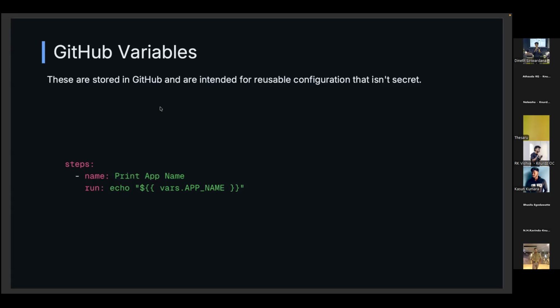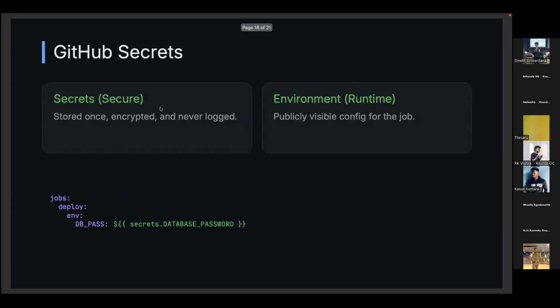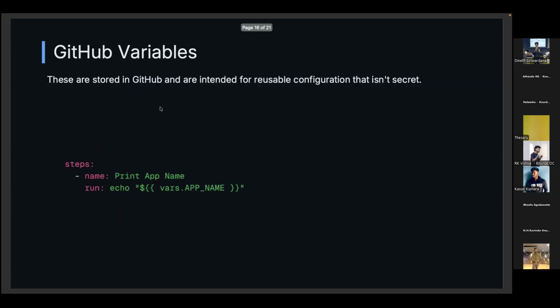Okay, sorry. So in GitHub, we have three different variable type things. First one is GitHub variables. Then we have environment variables and GitHub secrets. So GitHub variables are like a simple variable we set up at the top of the GitHub Action workflow, and we can use anywhere in the application.